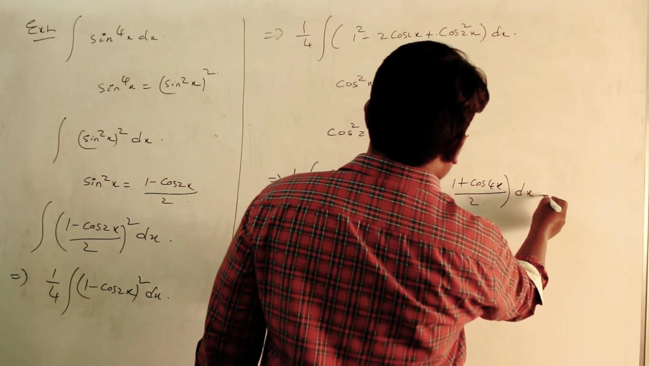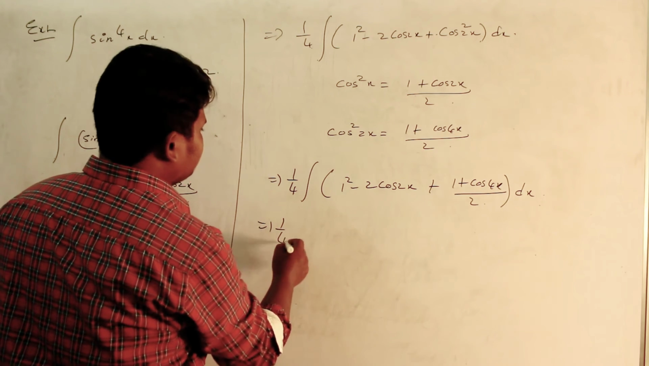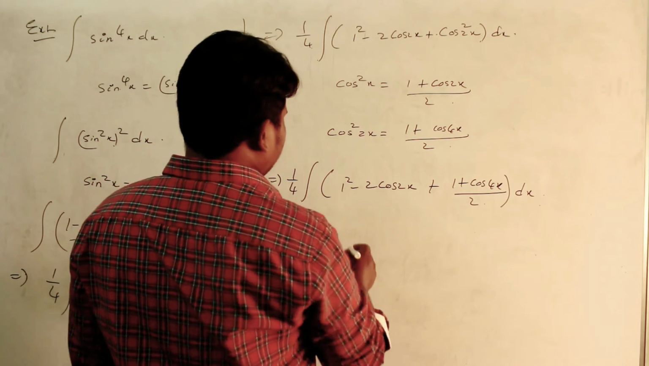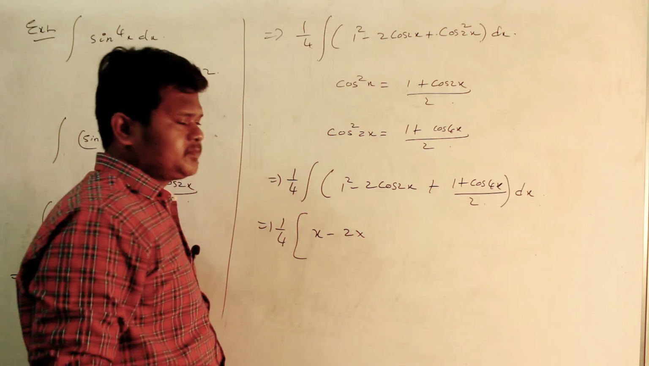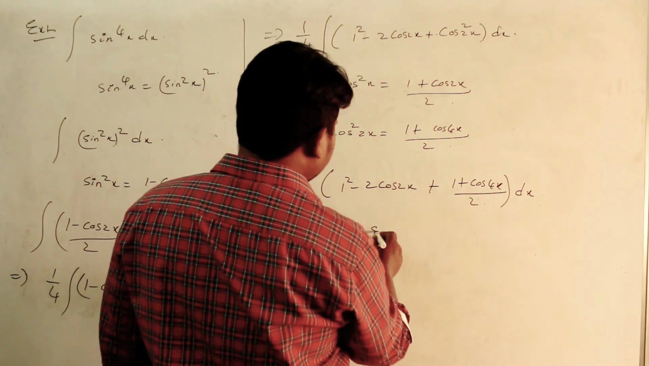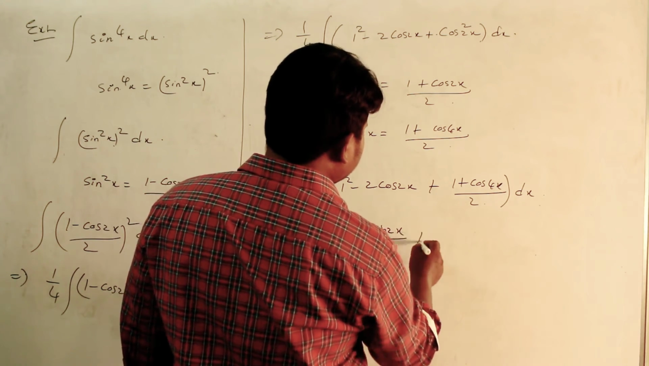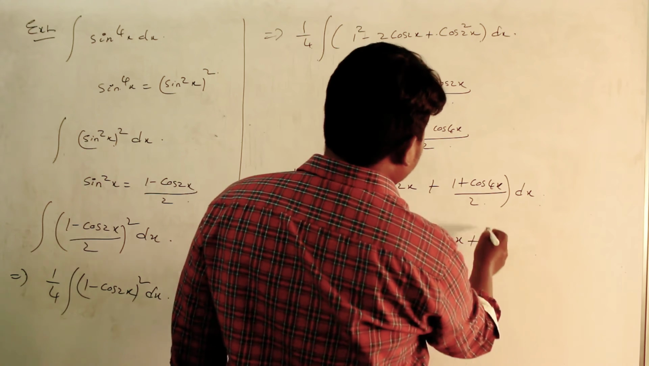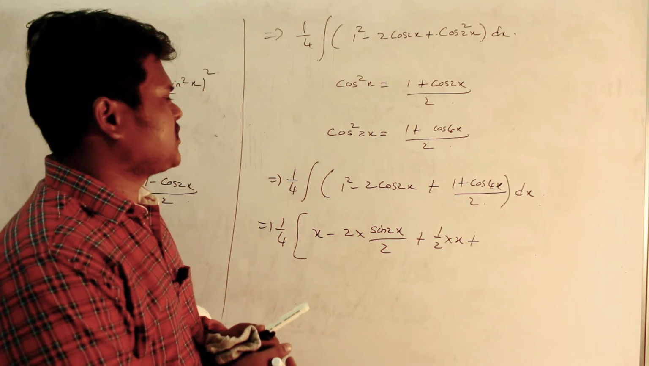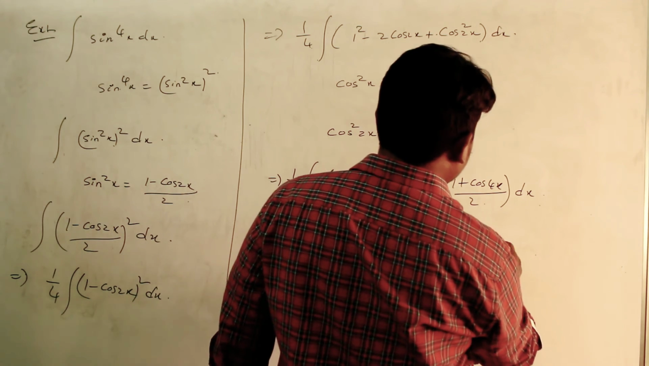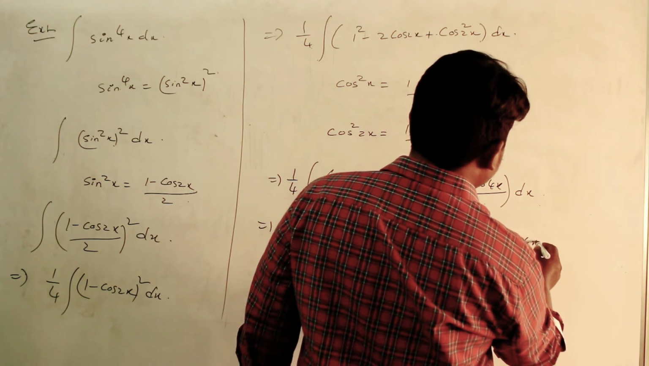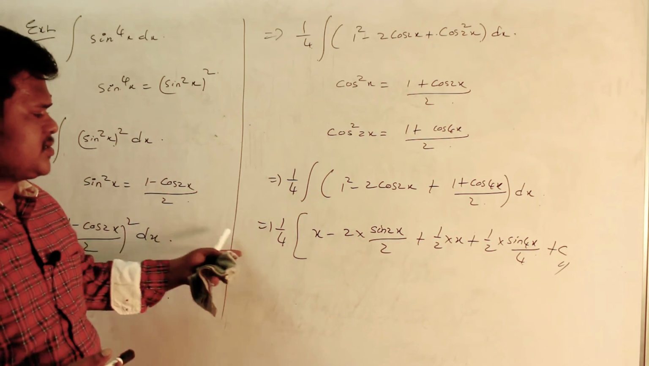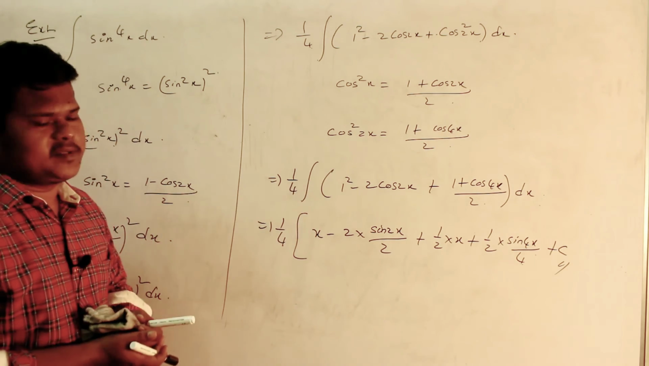2, into dx. Now if I apply the rules of integration, the integration of 1 dx will be x, minus 2 into integration of cos 2x, which is sin 2x by 2, plus integration of 1 by 2 dx, which is 1 by 2 into x, and integration of cos 4x by 2 is half into sin 4x divided by 4, plus c. So this is our answer to this problem. Now you can further simplify this and get the answer.